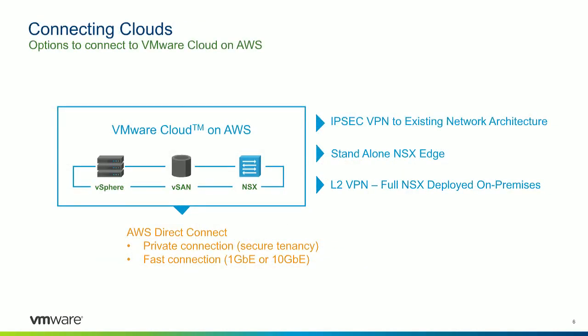So when we're connecting the clouds, when we're talking about this hybrid cloud connectivity between public and on-prem and going out into the public space, how are we doing that? Well, one of the two different ways we do that is by a VPN connection. That VPN connection could be an IPsec tunnel with existing network infrastructure. We can then take an NSX edge and put that into your on-prem data center and extend layer 2 that way. Or you can have a layer 2 VPN with full NSX deployed on premises.